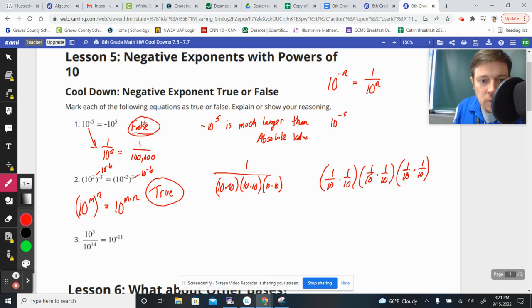This one was false. Now, this one right here falls under the category of rule number 3, which is if I have 10 to the m power and I divide by 10 to the n power, then I can just take 10 to the m and subtract whatever n is. So I can subtract 3 minus 14. So this is the same as 10 to the 3 minus 14 power. Now, 3 take away 14 is negative 11. So this one is true.